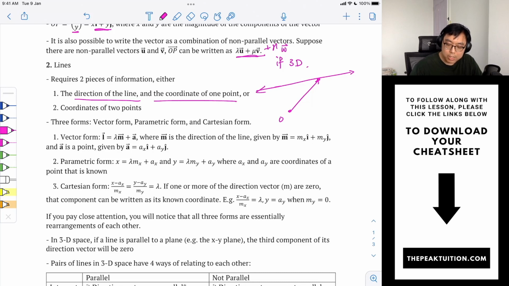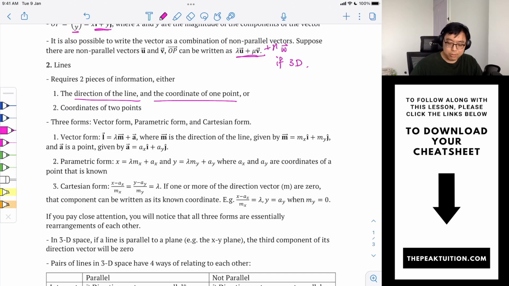Or we can just know 2 points, and with these 2 points, we know that along this direction is the line that we want. So either of these 2 cases will be able to define a line for us. There are 3 forms to represent a line in vector space: vector form, parametric form, and Cartesian form.